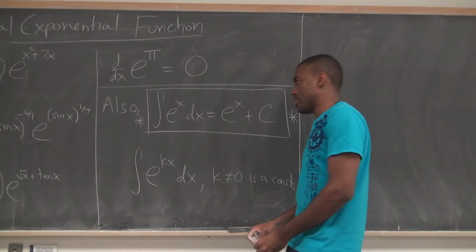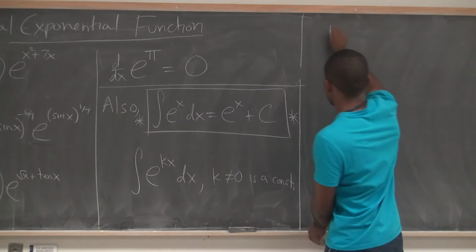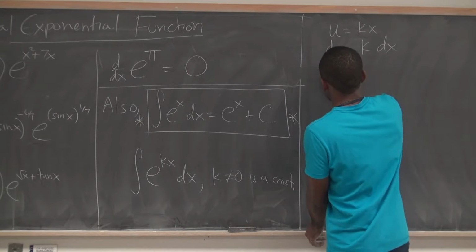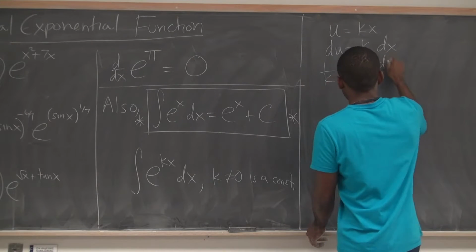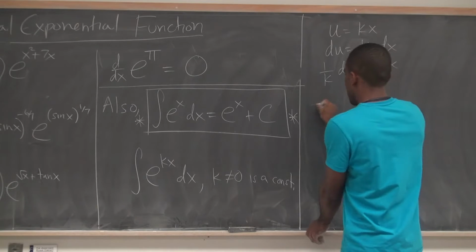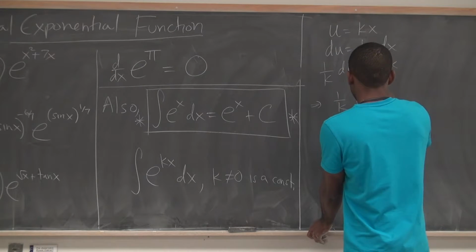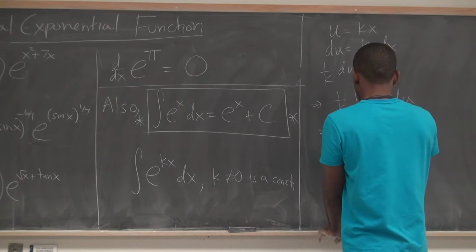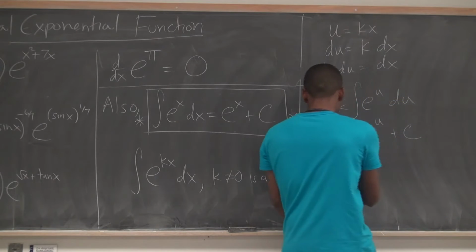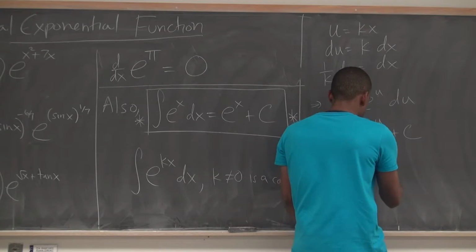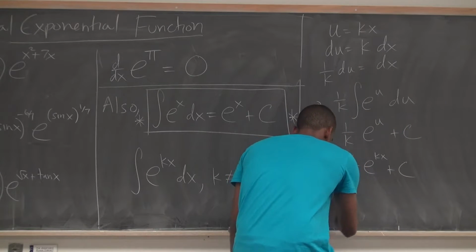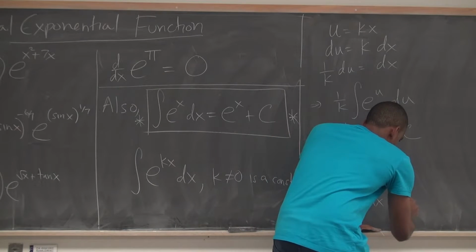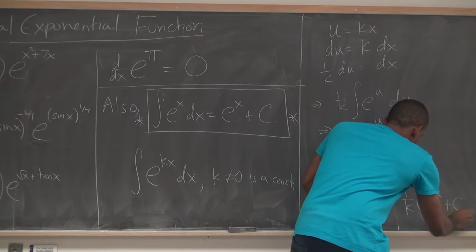How would you figure that out if you didn't know? You can do a u substitution, right? Let u equal kx, which means du would be k dx, which means 1 over k du would be dx. k is not 0, so I can divide by it. So the integral becomes 1 over k times the integral of e to the u du. And I know by this rule that the integral of e to the u is just e to the u plus c. Then I replace u. So this is 1 over k e to the kx plus c. Hence we have a formula that's slightly more complicated, but it's worth just knowing right off the bat: 1 over k e to the kx plus c.